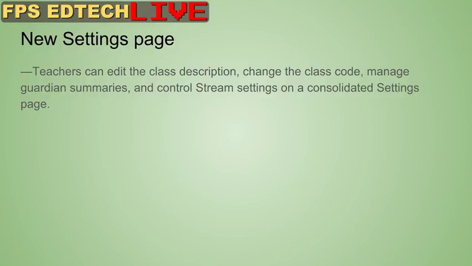Let's talk about settings. This is where you'll be able to edit things like your class description. Whenever you create a class the first time, it will ask you to do some description stuff, so you put that on there, but you can come back to your settings page and change it later. Like, if you ever want to change the name of your class, if that's something you're into. You can also manage what goes out in a guardian summary, and then control the settings on your stream, like what things you want to happen in the stream, how often you want that stuff to post, and so on.